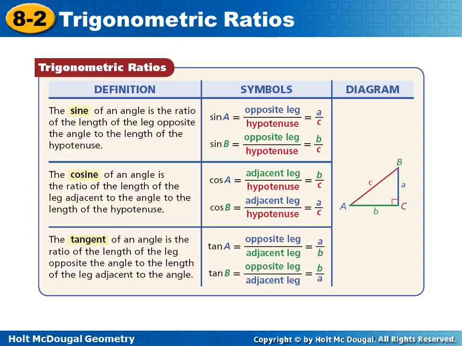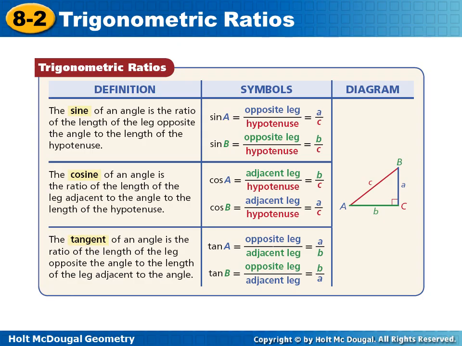The sine of an angle is the ratio of the length of the leg opposite the angle to the length of the hypotenuse. So in our picture, the sine of angle A would be a over c. C is always the hypotenuse, and a is the side opposite angle A. The sine of B is b over c.